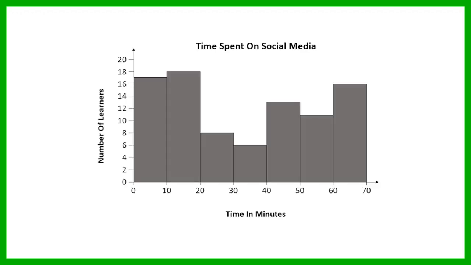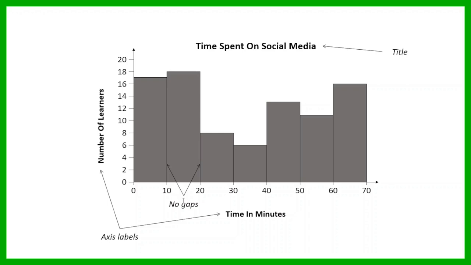Now let's have a look at the rules that we need to follow when we are drawing a histogram. So first of all, here's an example of a histogram. In this histogram, you are being shown the number of learners in a class that spend different amounts of time on social media. First of all, just like for a bar graph, you have to label everything. So the very first thing is you have to have a label or a title for your graph saying what the graph is about. And you also have to have your axes labeled as well to say what each of those axes is representing. Then, unlike for a bar graph, we do not have any gaps between our bars.